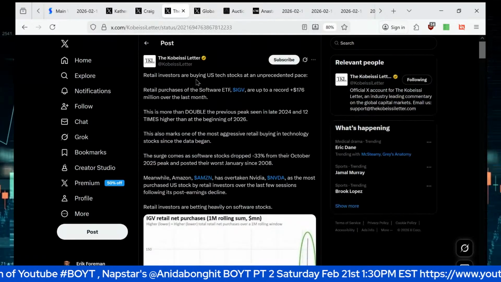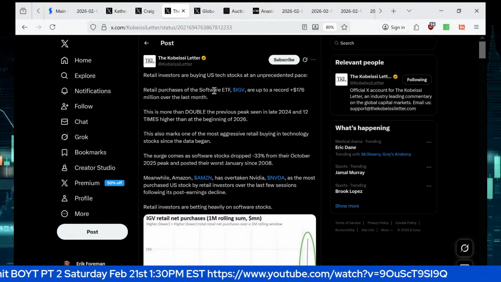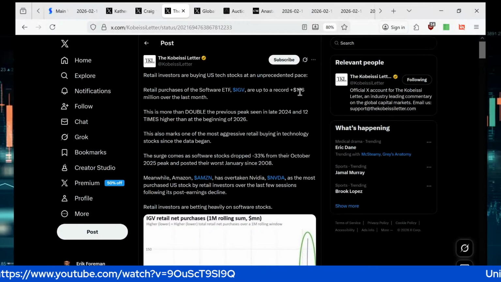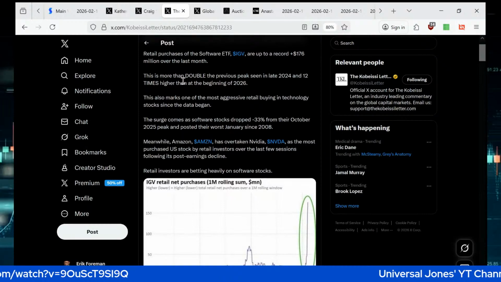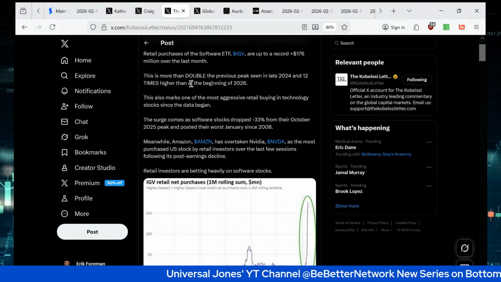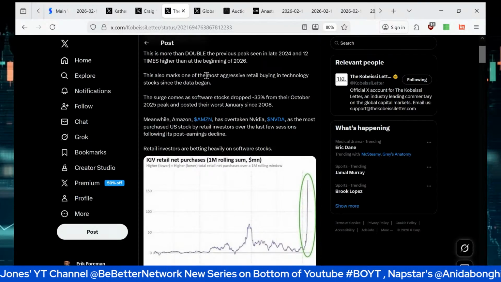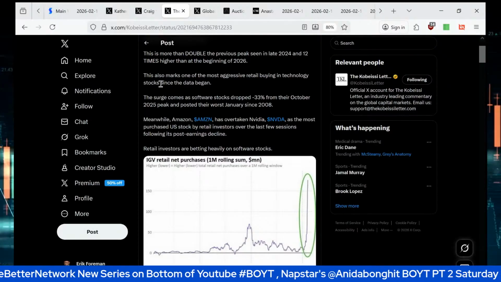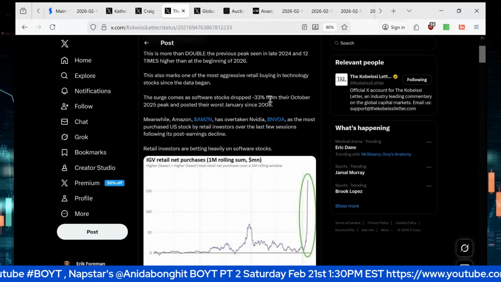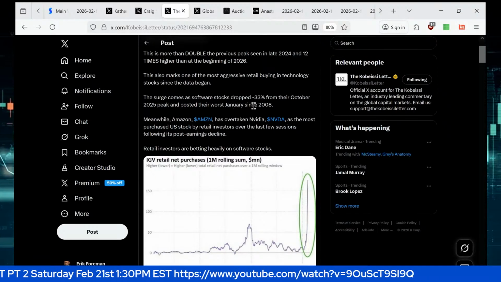Here's another one. Retail investors are buying U.S. tech stocks at an unprecedented pace. Retail purchases of the software ETF IGV are up to a record $176 billion over the last month. This is more than double the previous peak seen in late 2024 and 12 times higher than at the beginning of 2026. This also marks one of the most aggressive retail buying in technology stocks since the data began. The surge comes as software stocks dropped 33% from their October 2025 peak and posted their worst January since 2008.